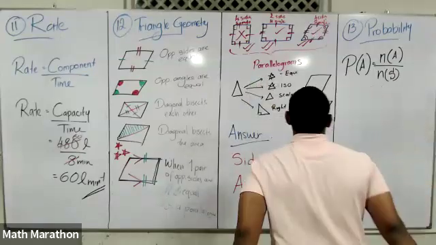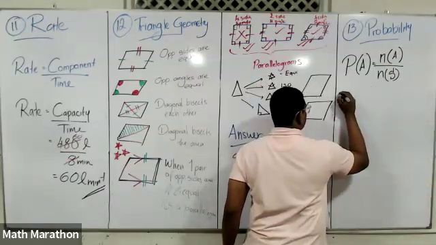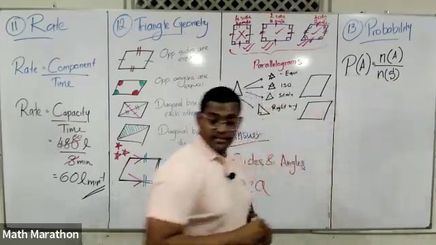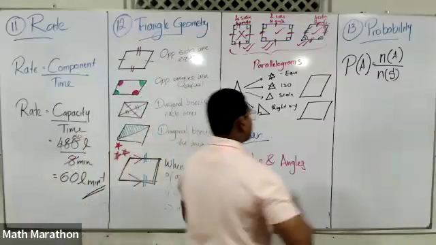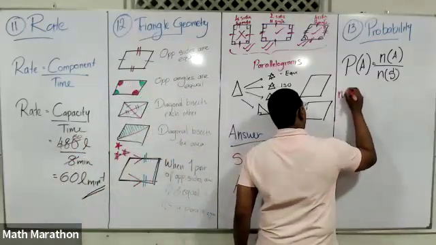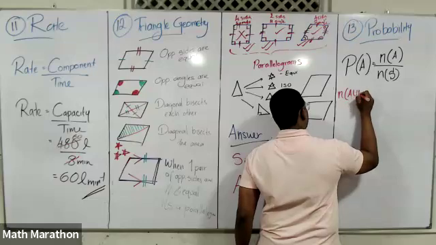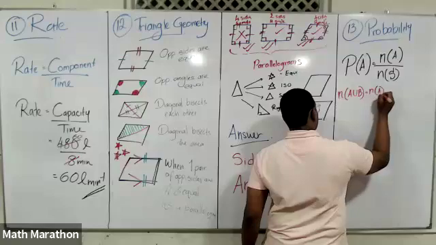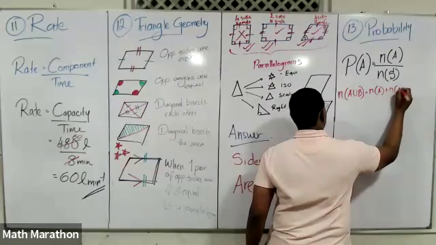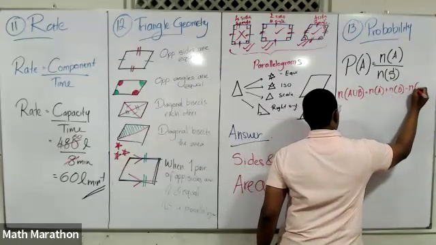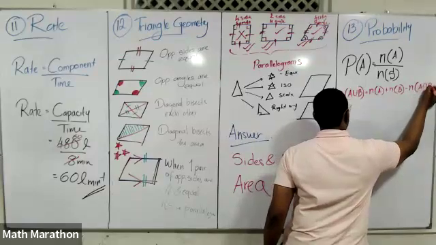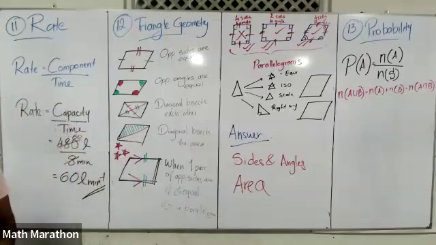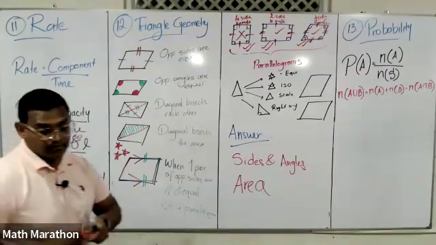The next one we studied in sets, we studied number of elements in A union B equals number of elements in A plus number of elements in B minus number of elements in A intersection B. So this is what we studied in sets in grade 10.